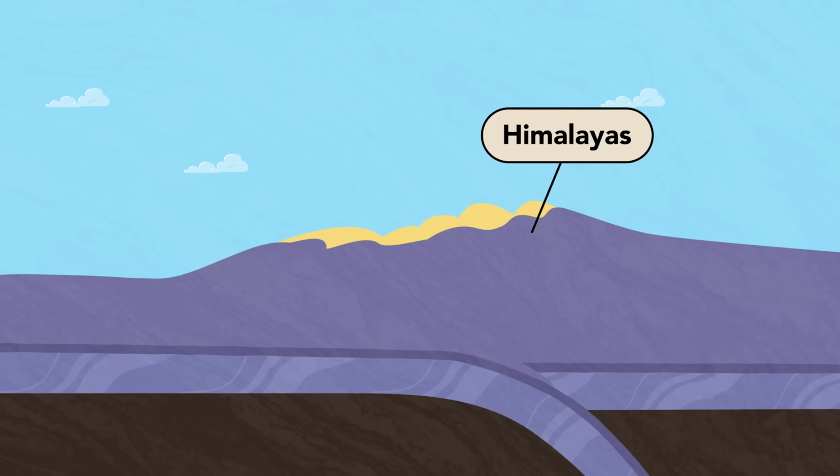And that motion hasn't stopped. Today, India is still pressing toward the rest of Asia, building those mountains up higher and higher, as much as a centimeter a year in some parts of the range. Yeah, you thought sea life on the top of a mountain was going to be the mic drop moment. Nah, Everest is getting taller.